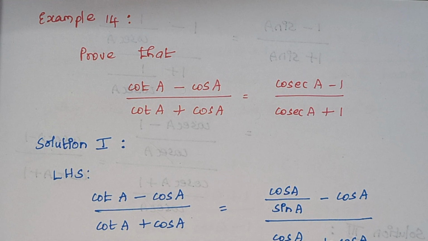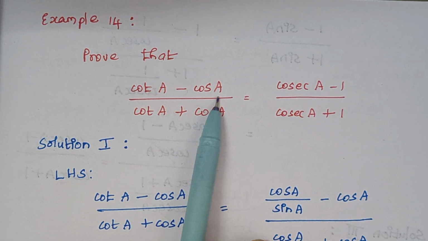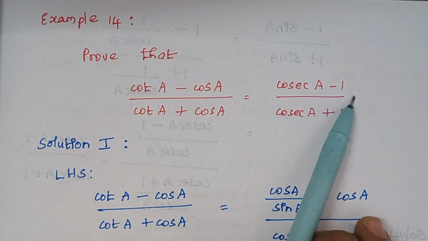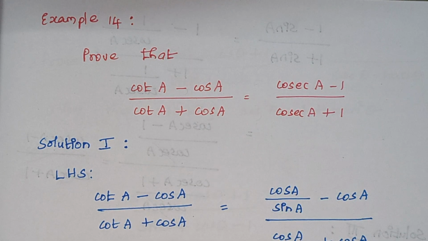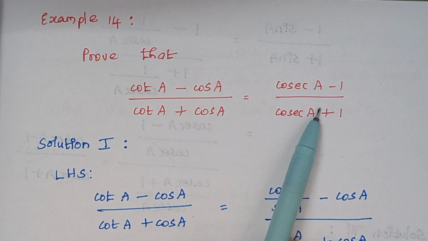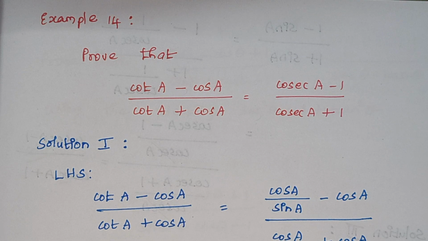Today we are going to solve example 14 under the topic trigonometric ratios. So here the problem is: prove that (cot A minus cos A) divided by (cot A plus cos A) is equal to (cosecant A minus 1) divided by (cosecant A plus 1). So here we can solve this problem, okay? We can prove this by three methods, right?